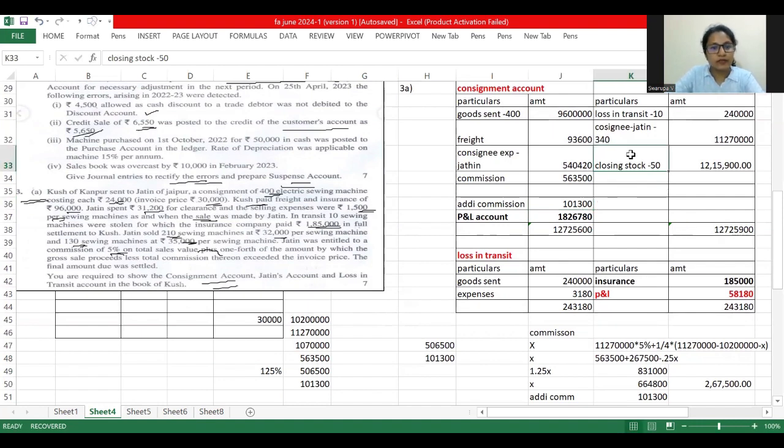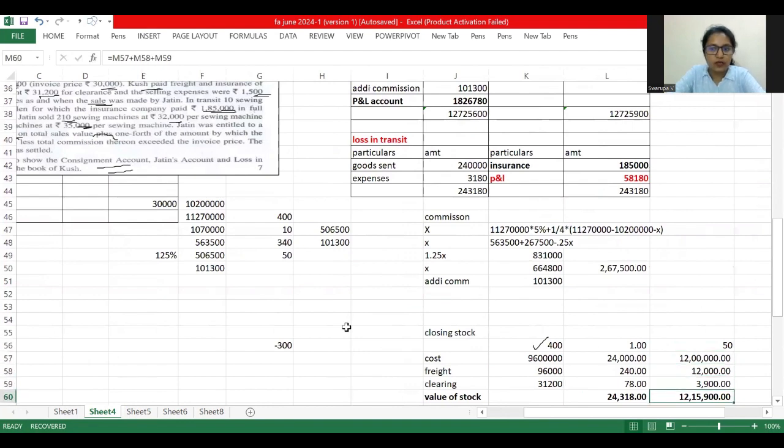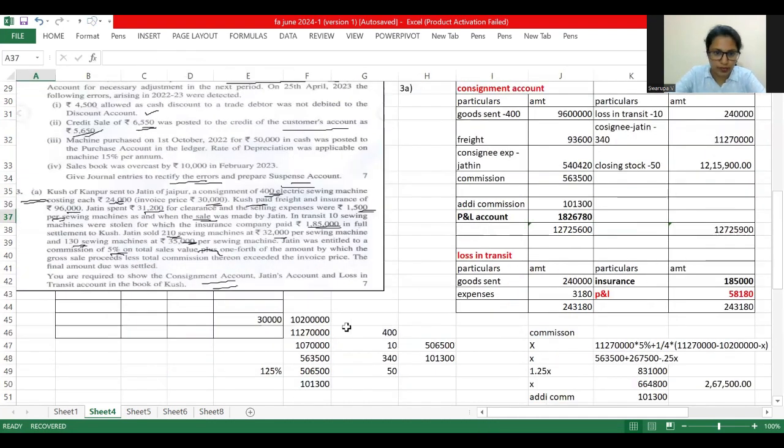Now, balance left, I have 400 units, out of which 10 is lost, 340 sold. So the balance comes to 50 units. So these 50 units are the closing stock. We need to value closing stock. The value of closing stock is the base cost, that is 24,000 plus freight and the clearance expense. That we have calculated per unit, which is 240 and 78, multiplied for 50 units to get 12,15,900, which is the closing stock value. Once all this is posted, the balancing figure is the profit or loss. Okay, this is how this question should be approached.